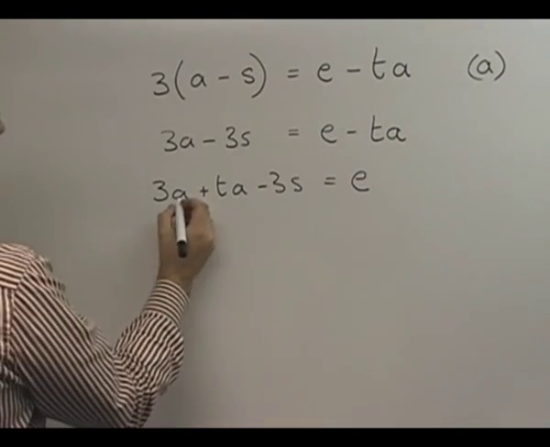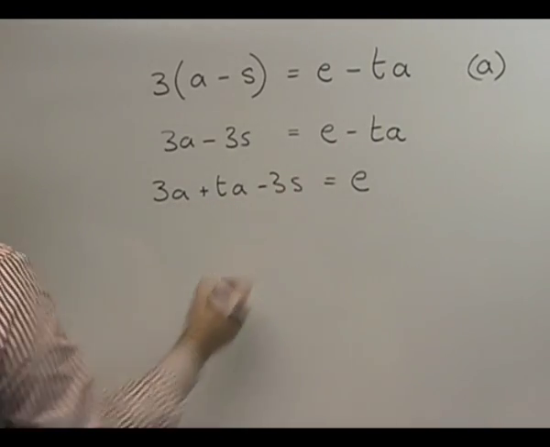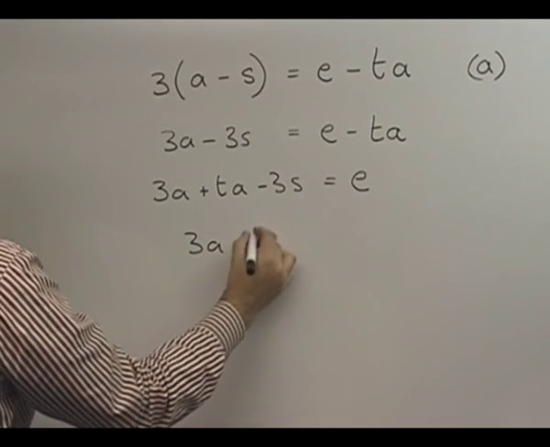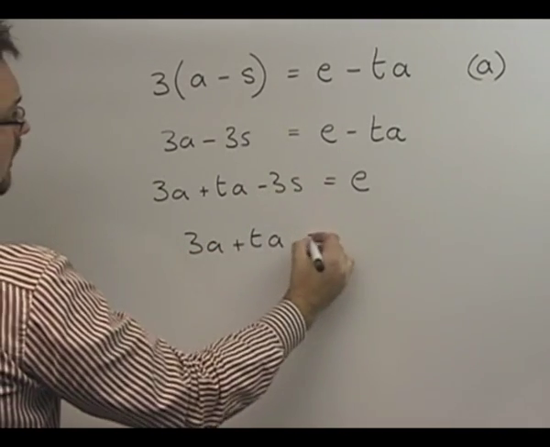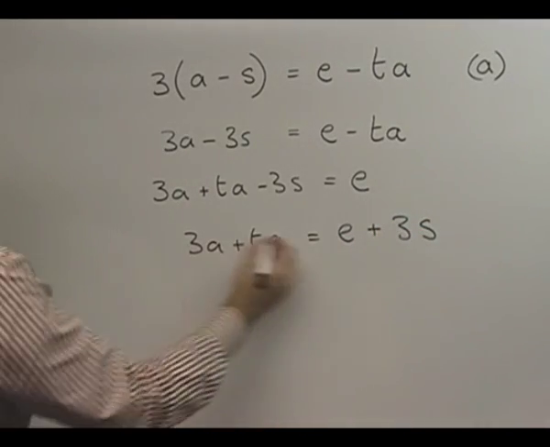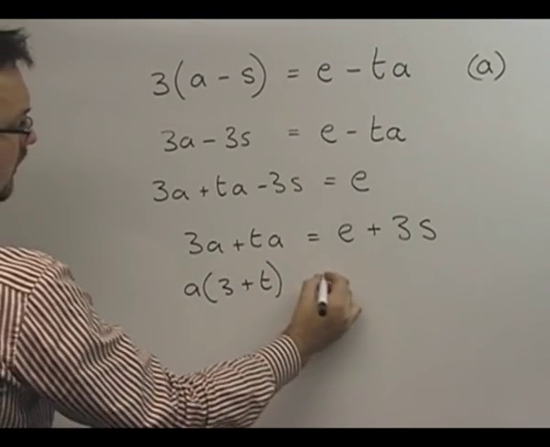and then I've got a here next to each other, but I've also got this bit of rubbish here that I don't want, so I'm going to add 3s to both sides. So that stays on that side, this is eliminated, and I've got e plus 3s. At this point I'm going to factorise, take a out of the brackets, like that.